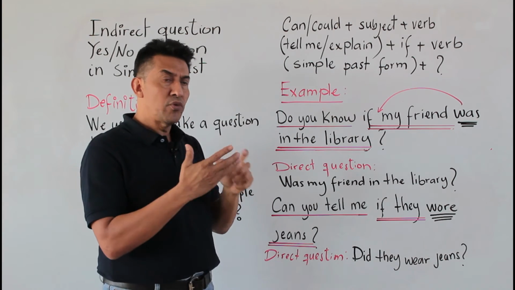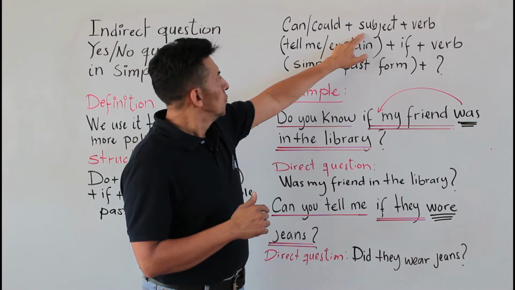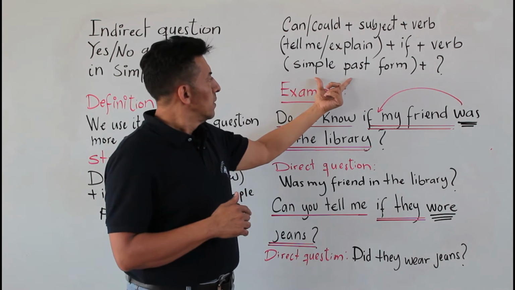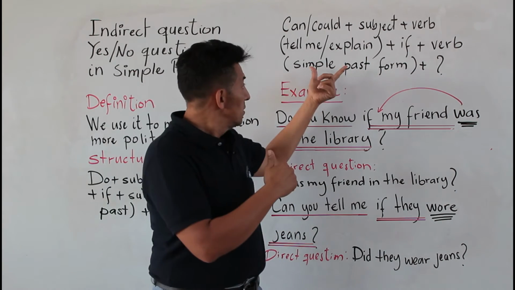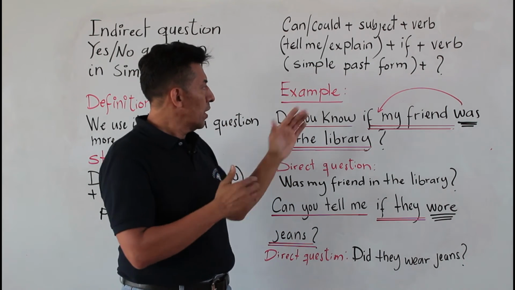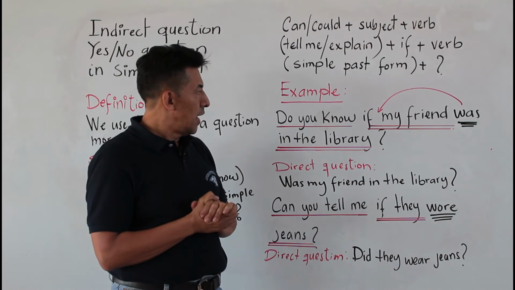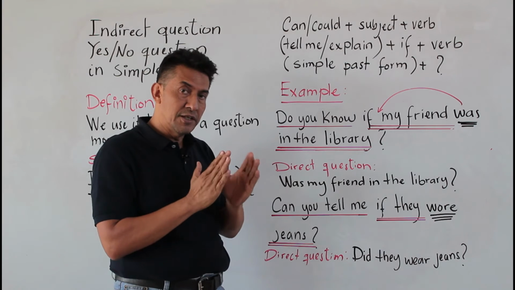Okay, let me read the structure. You can use "Can you tell me if," okay, and we use the simple past form. Okay, we have two examples. I'll explain one of each at the same time.